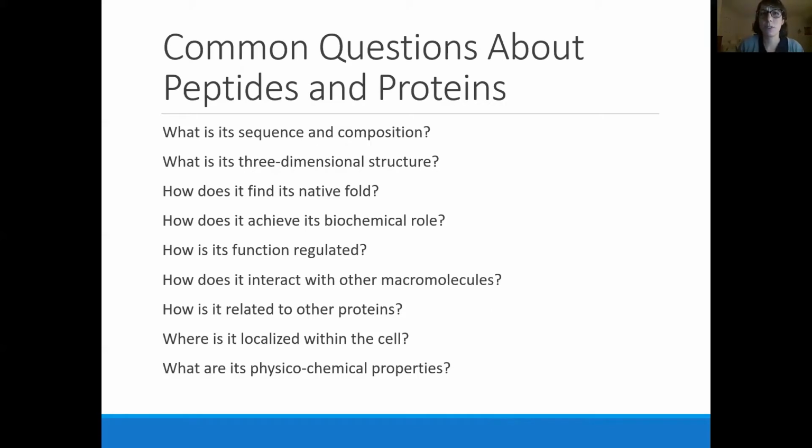This is a very important question when we're talking about looking at signaling in cells, for example. Being able to understand regulation of proteins can help us understand diseases. How does it interact with different things, other macromolecules, other proteins? Where is it found in a cell? Where is it localized? And generally, what are its chemical and physical properties?